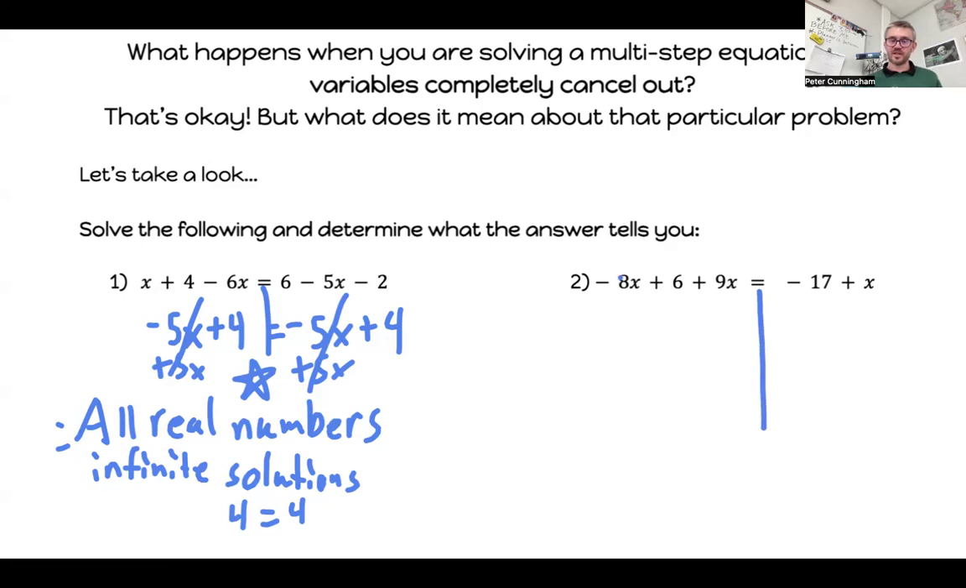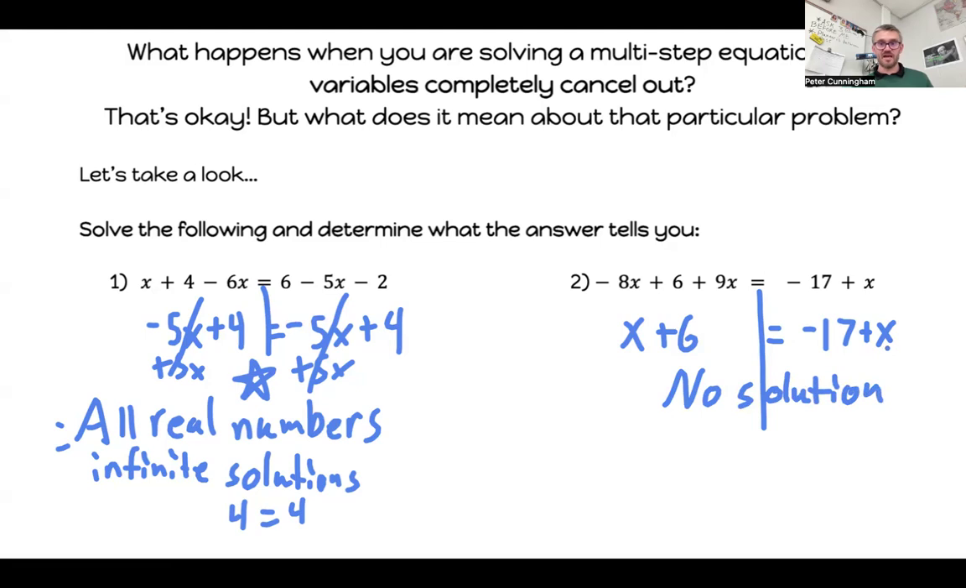Okay, now let's look here, negative 8x plus 9x, and you would have x, right? 9 minus 8 is 1, yep. And then plus 6 equals negative 17 plus x. Now, this is another one where we could stop and say, okay, is adding 6 to something ever going to be the same thing as taking 17 away from that very same thing? That will never be true. So this is no solution, because it's never going to be true.